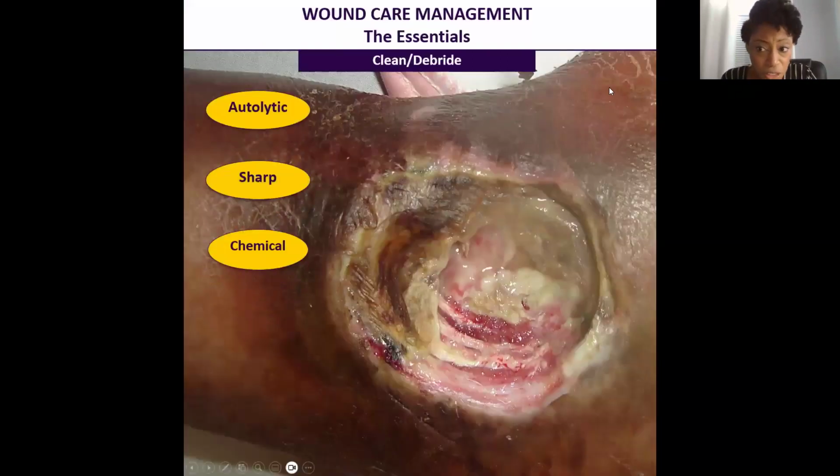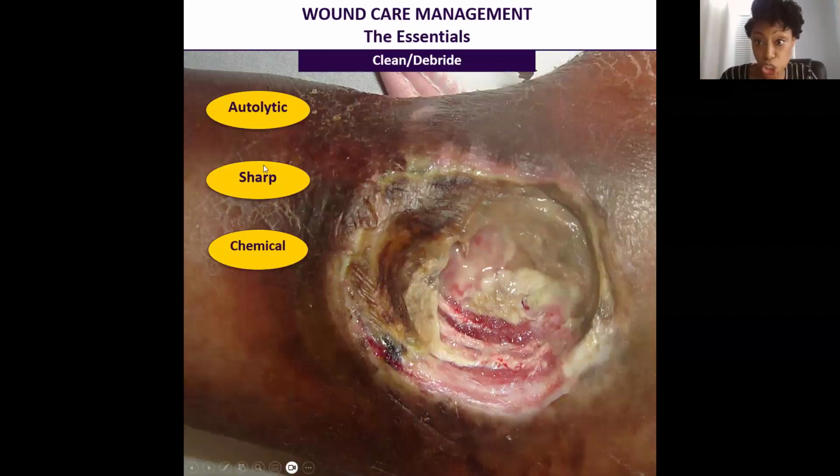So if you look at this wound in front of us, this is a wound that definitely needs debridement. If you want to heal this wound, you must debride it first. Okay, we have eschar, we have some slough, and so you have some options available. You can do autolytic debridement by putting on a moisture retentive dressing. It's slow, but it can be done.